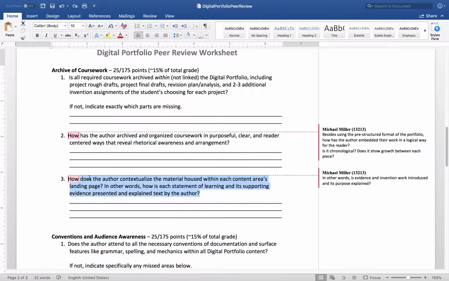This also ties into the next question, how does the author contextualize the material? So in other words, is evidence and the invention work introduced and its purpose explained? So again, we don't want you to just copy and paste pieces from your paper. We don't want you to just embed one of the discussion boards or one of the invention assignments that you've done. We really want you to contextualize that with, again, just a sentence or two most of the time is enough of what that invention work or what that assignment did in order to help you achieve your learning goals throughout the course.